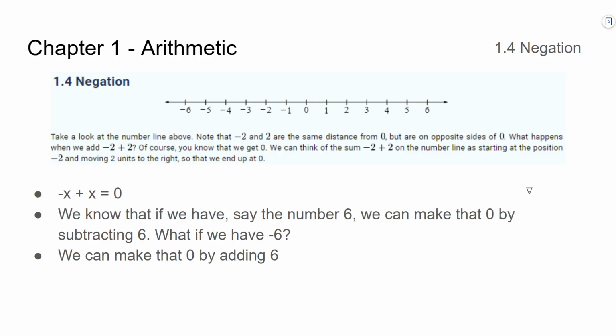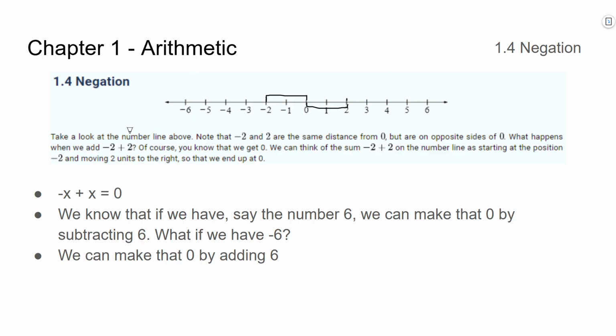I know you've done subtraction and I know you've done negative numbers, but the concept of negation, possibly not. So here's the idea. You have -2, it's right here on the number line, and you have +2, which is right here on the number line. You can see that -2 is this distance from 0, and +2 is actually the same exact distance from 0.